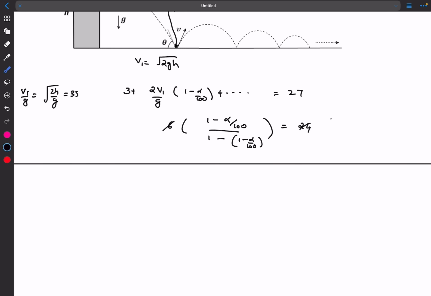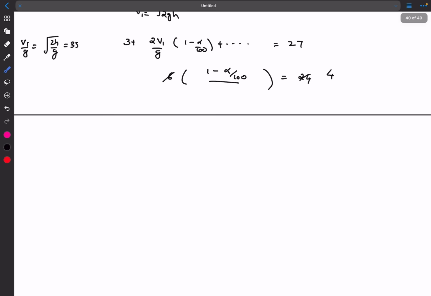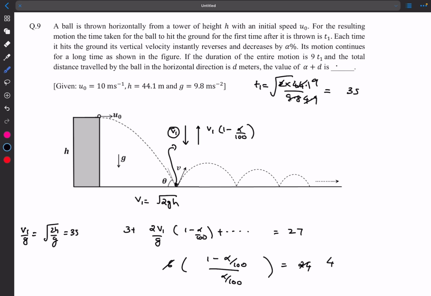And you cancel this thing out. So the denominator is just alpha by 100, and from here alpha by 100 is 1 by 5, or alpha is 20. Okay, now for the total horizontal distance, we can multiply time of flight, which is 27 seconds, with the horizontal speed, which is 10 meter per second. So this will give you the answer as 270 meters. Okay, so now they wanted the sum of these two, which is 270 plus 20, which would be 290.